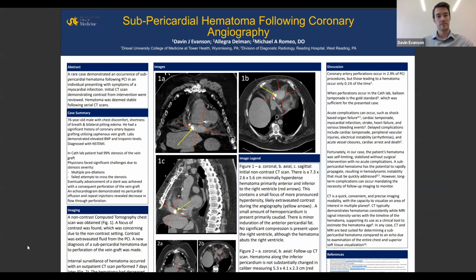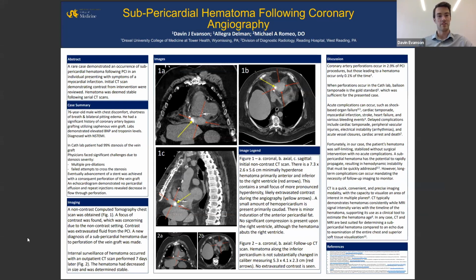The case study, or the summary, was a 76-year-old male who had chest discomfort and shortness of breath and bilateral pitting edema. So pretty classic presentation for a myocardial infarction. Past medical history was significant for a coronary artery bypass grafting, which utilized the saphenous vein graft. And the labs at that visit demonstrated an elevated BMP and troponin levels, so diagnosed with an NSTEMI originally.